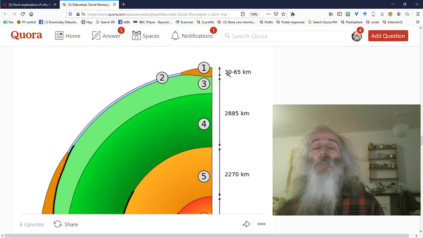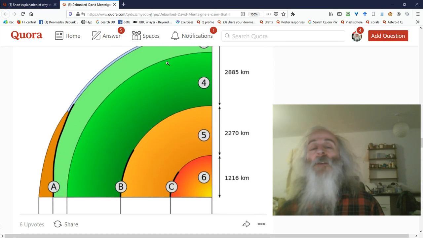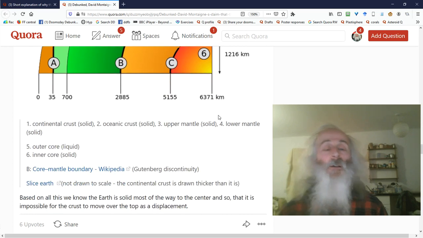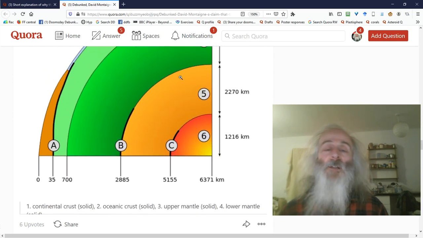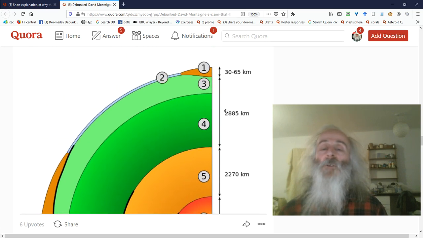So this is how it works. You've got the continents. This isn't to scale. The continents are quite very thin. You've got the ocean. Then down here you've got various hard layers, and then layer 5 is the outer liquid. So we look at 5. That's the liquid. So we have that distance of nearly 3,000 kilometers deep, and that is all solid rock.